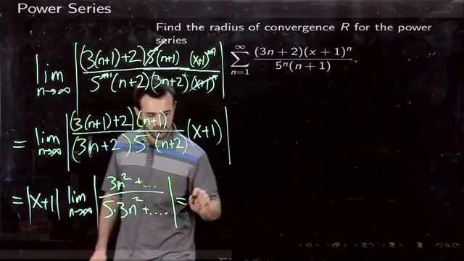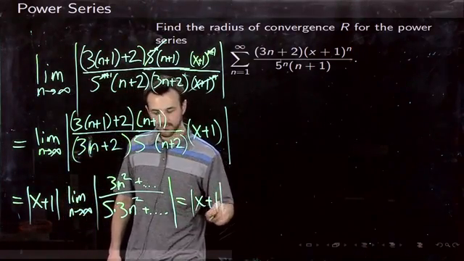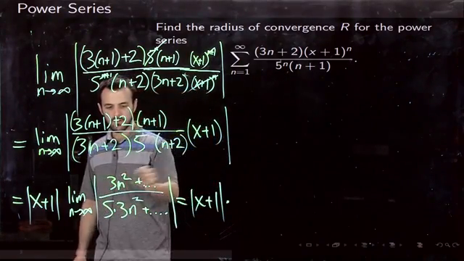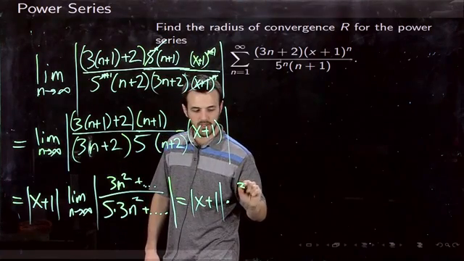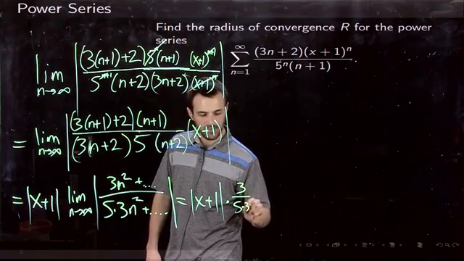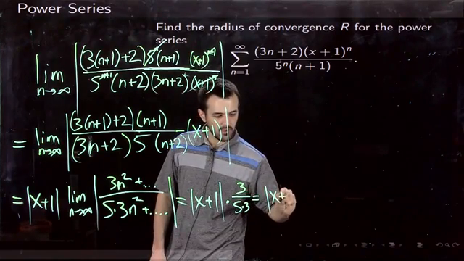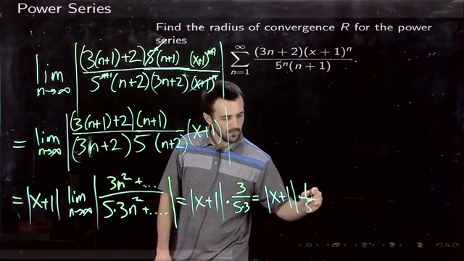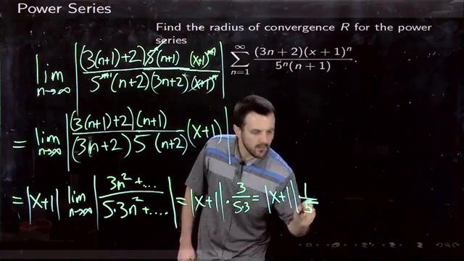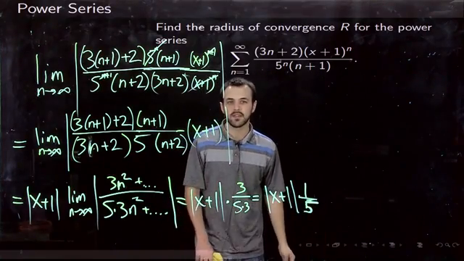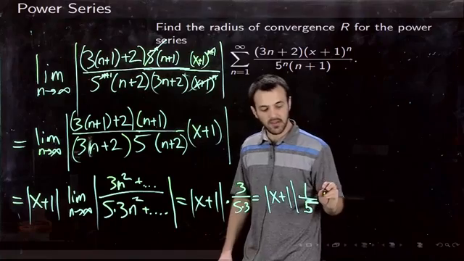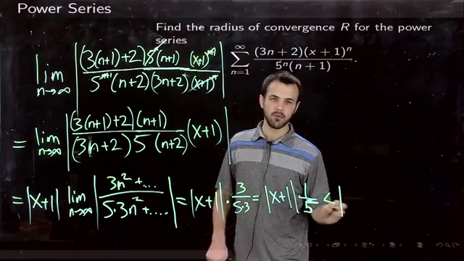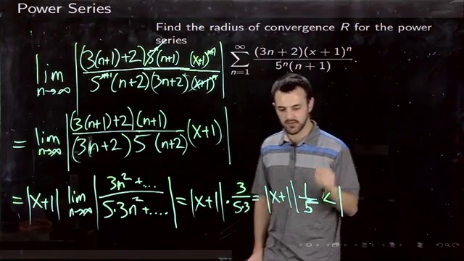As we go to infinity, this is just going to be the absolute value of x plus 1 times, we're just going to look at our leading coefficients, and that's 3 over 5 times 3, which is the same thing as x plus 1 over 5 times 1 over 5. Okay. And then the ratio test tells us that this will definitely converge when this is less than 1. It doesn't tell us about the endpoints when it's equal to 1.